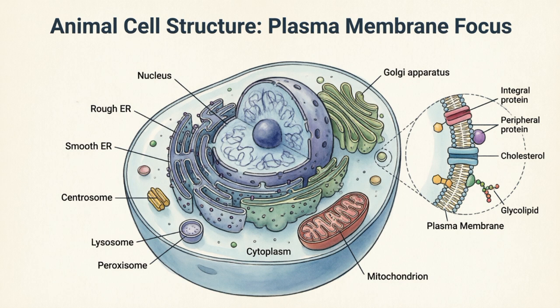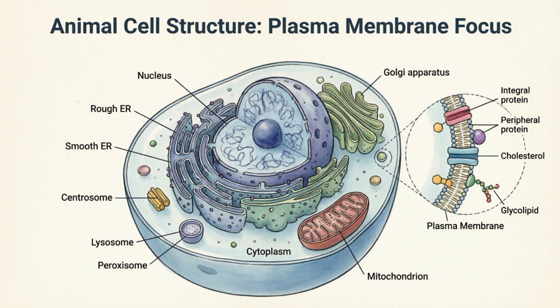Plasma membrane focus. This slide has a special focus, which brings us to the circle on the far right, the plasma membrane. Zoom in. This shows us the molecular details of the cell's outer skin. Let us look at the specific components labeled here. Integral protein. You can see the pinkish-red blocks that go all the way through the membrane. These act as channels or gates for molecules.